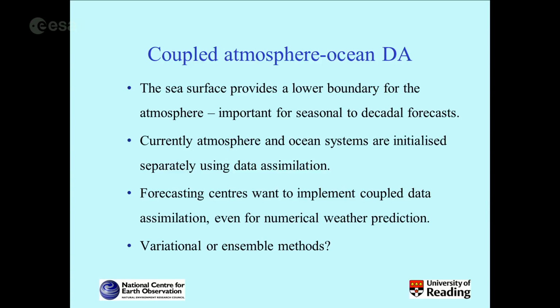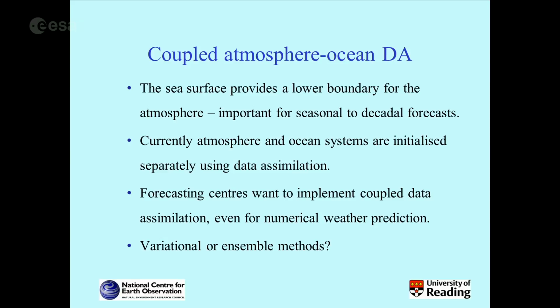So what forecasting centers want to move to is, can we do data assimilation on the whole coupled system, even for numerical weather prediction? So for standard weather prediction, the Met Office would like, by 2020, so not far away, to be running a coupled data assimilation system. And the advantage of this is also not just the initialization, but if we can do some kind of coupling, an observation near the surface, say, of the atmosphere can tell us something about the ocean and vice versa. So we can really use the observations in a better way if we can get this to work. So there's a lot of research going on into this at the moment.